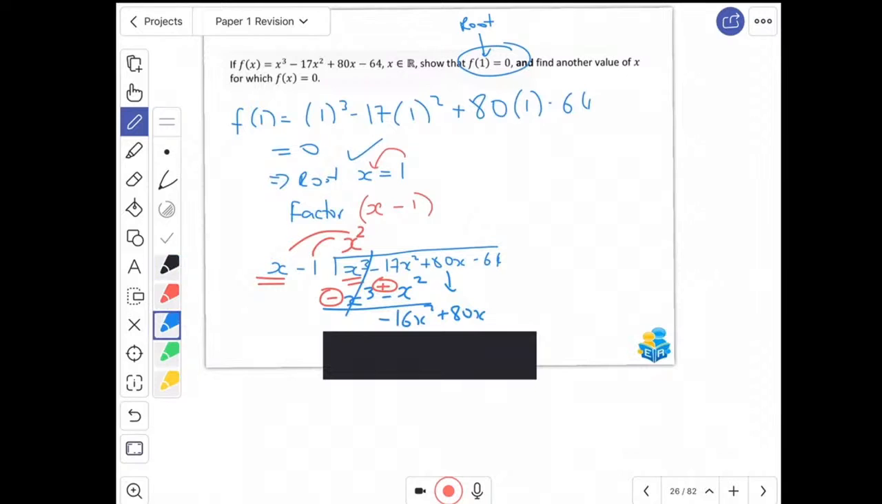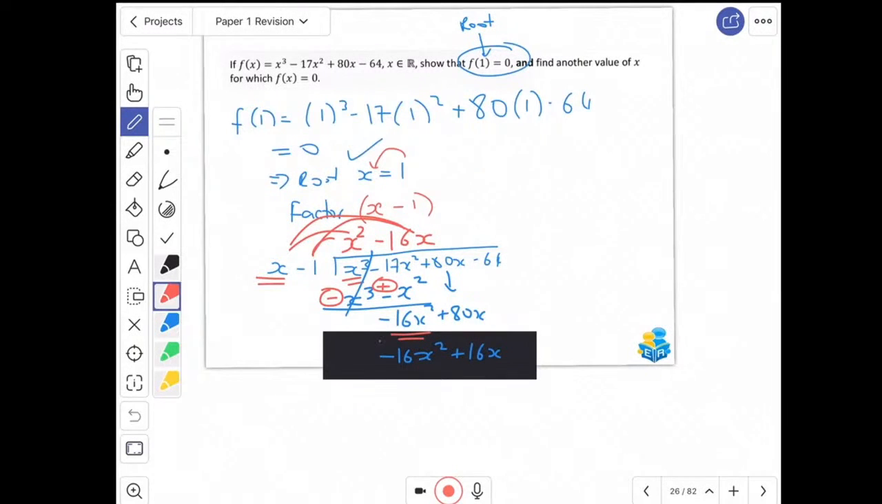Okay, so I brought down my next available term. Again, I'm looking at my x, and I'm looking at my minus 16x squared. What do I multiply x by to get minus 16x squared? I multiply it by minus 16x. So again, I'm going to take that and multiply it by both of these terms. That is going to give me minus 16x squared plus 16x.